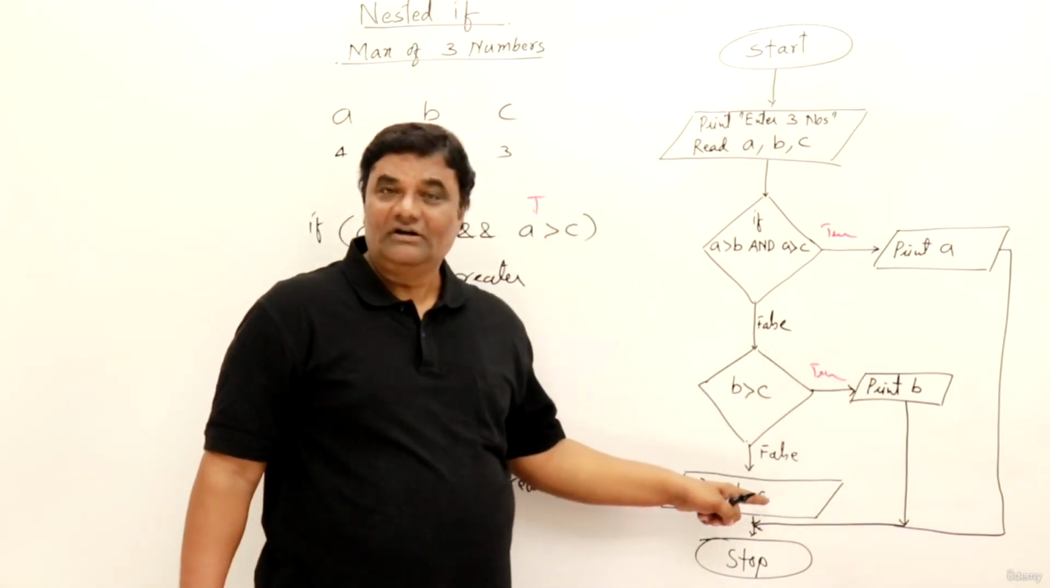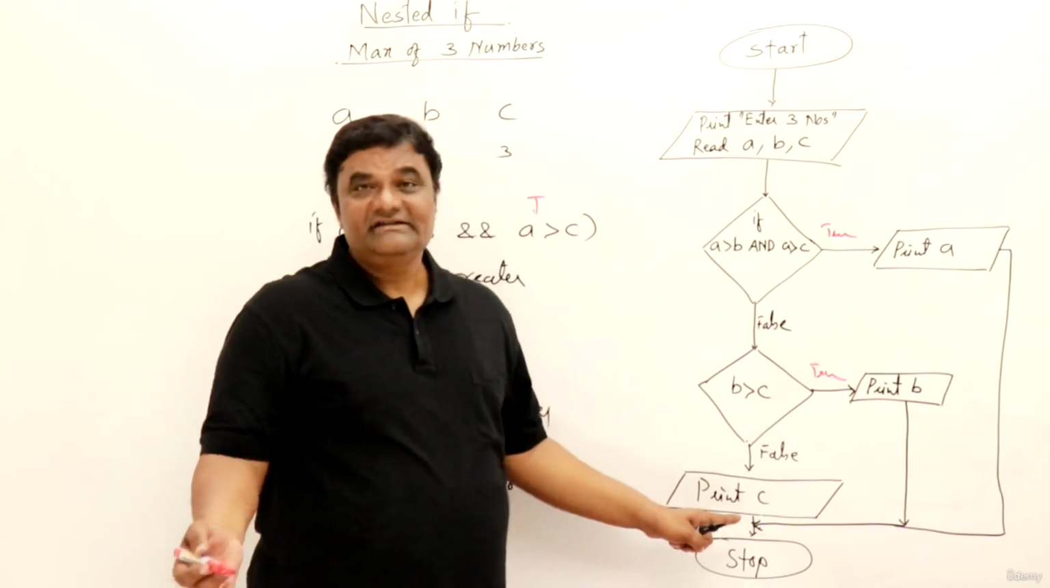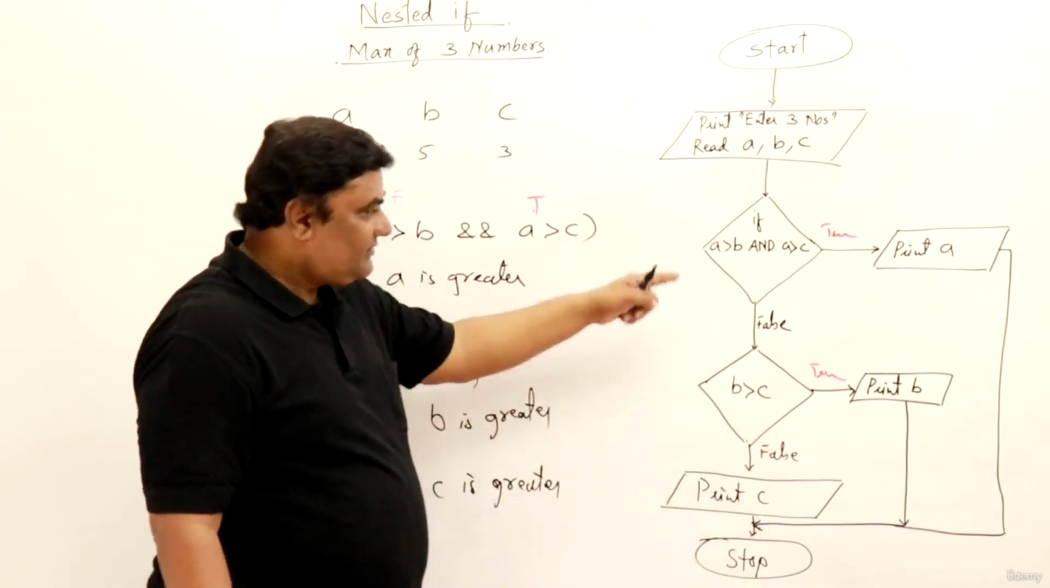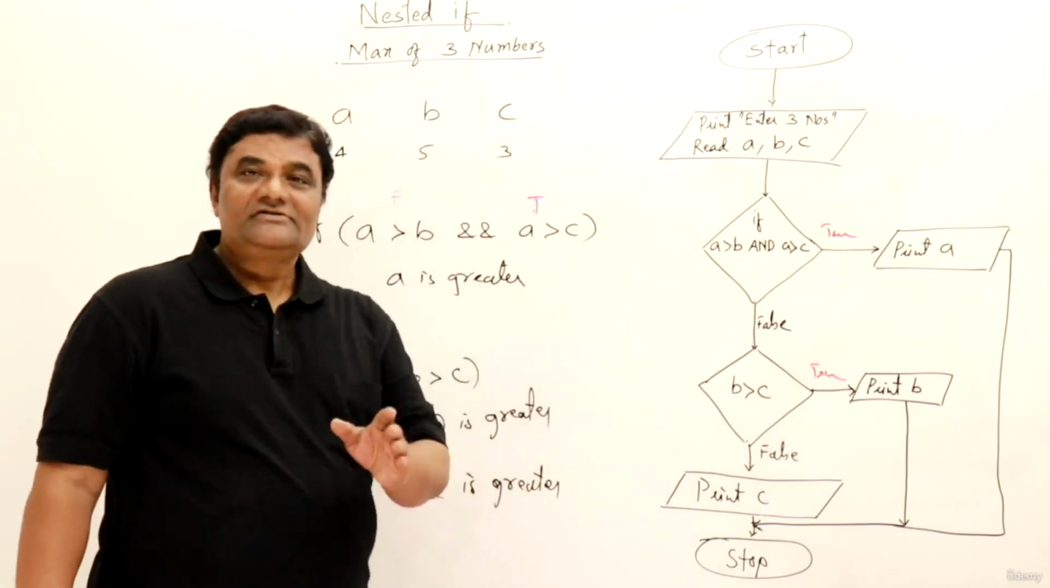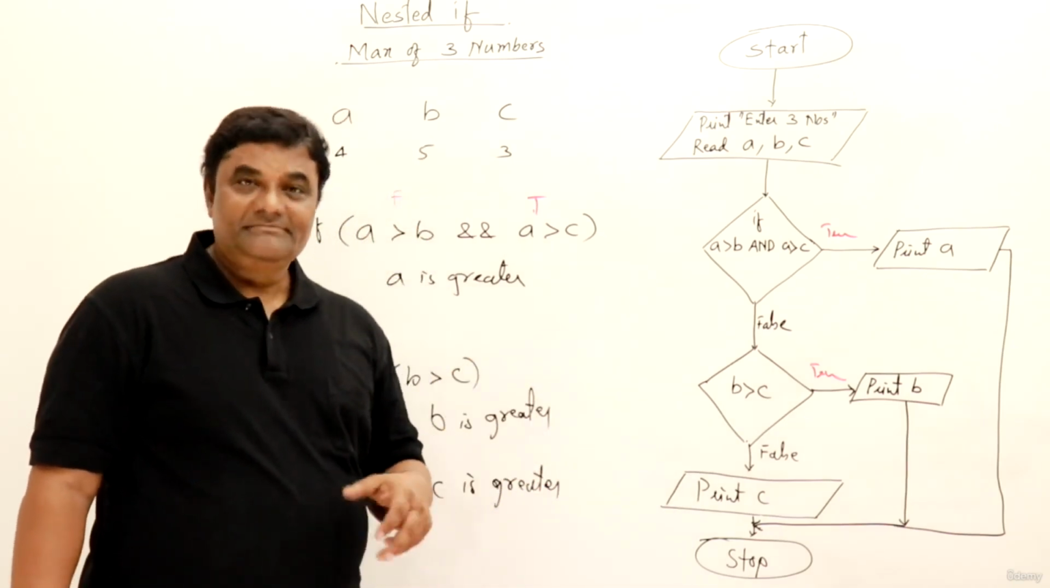Else, if not, then who is greater at last? C is greater and stop. So there are two conditional statements, then again a conditional statement. So let us see how to write this in a C++ program.